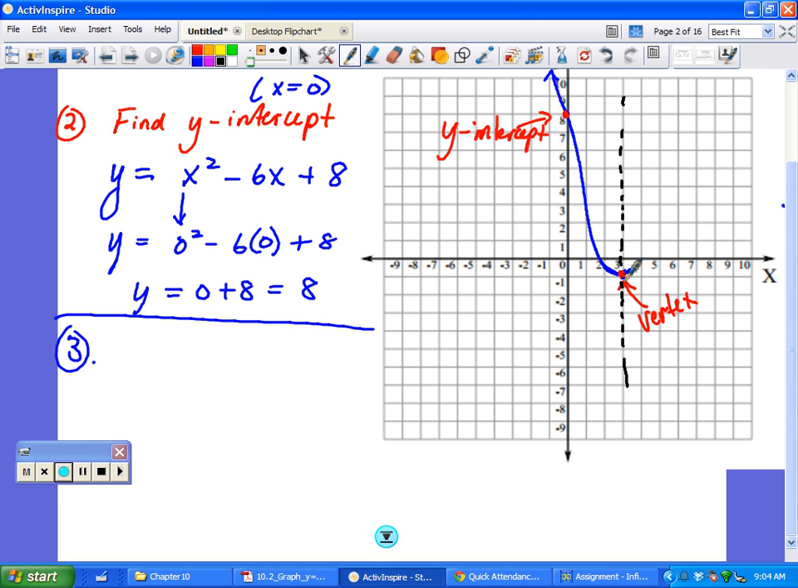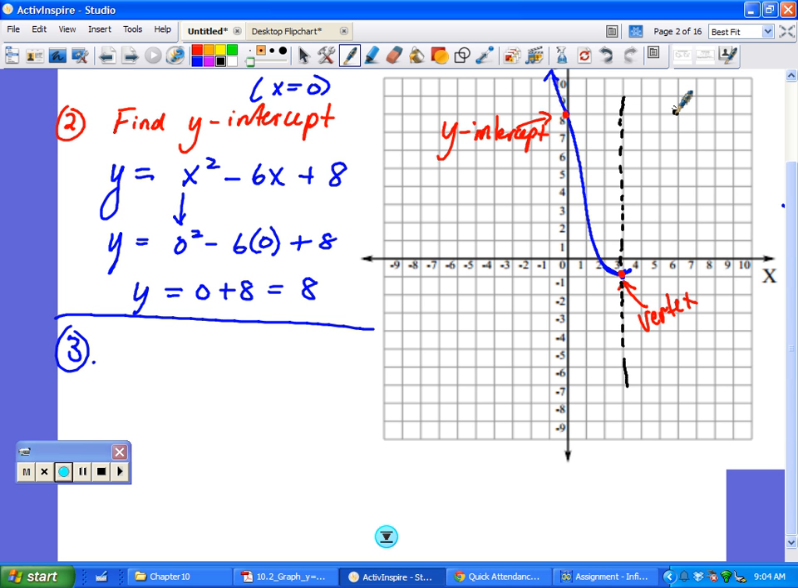Now look at it very carefully. If I want the other side of the parabola, how many blocks from here to here is it? 3. So if I want the other side, I just reflect the y-intercept and go 1, 2, 3. So the other half will be right there. And then you just join it up.